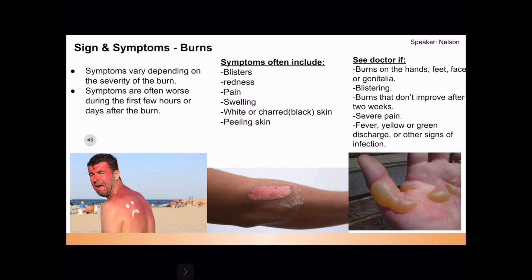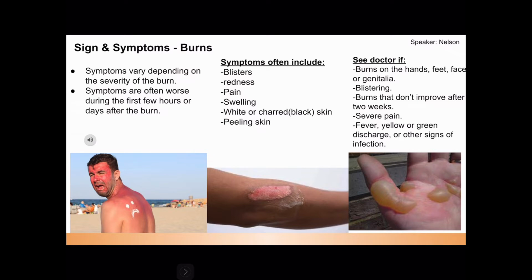Symptoms are often worse during the first few hours or days after the burn. Symptoms of burns often include blisters, redness, pain, swelling, white or charred black skin, and peeling skin. Some burns are mild and do not need to be professionally treated, like the average sunburn, for example.